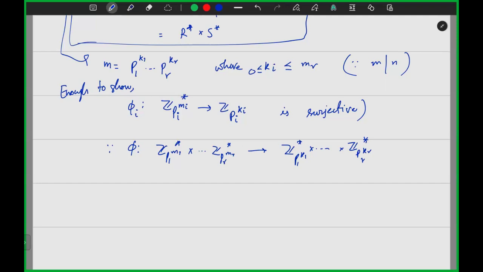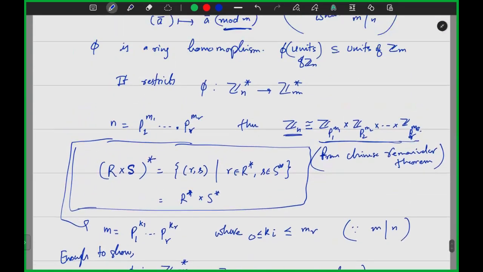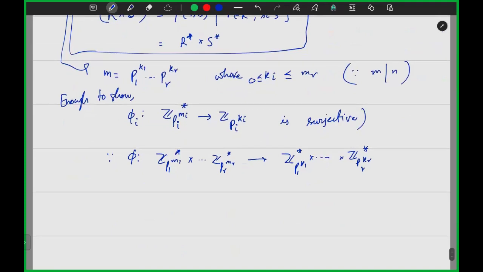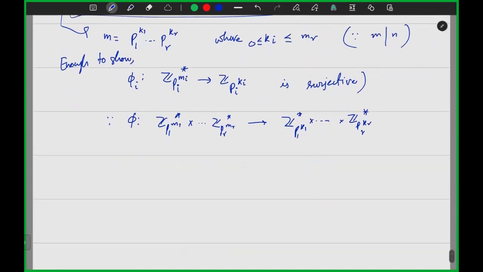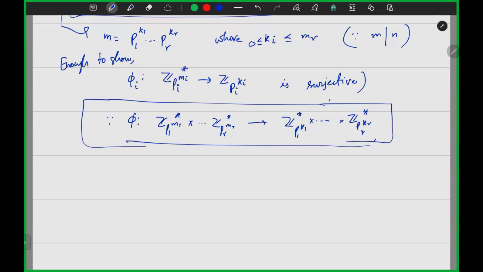So it is enough to show this component wise. In any ring you have one, so they are non-empty at least. If you show this surjective, then it will be surjective. So showing this should be Z_{pi^mi} star to Z_{pi^ki} star, right? Yes.